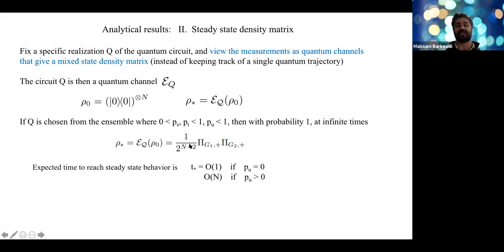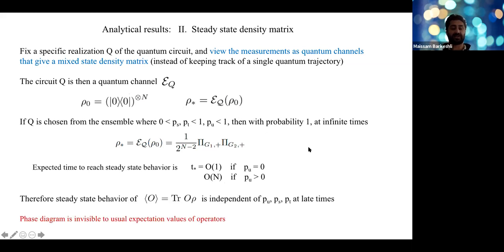So the expected time to reach this steady state is order 1 if the unitary probability is 0, and it's order n if the probability for the unitary is greater than 0. So this just proves that if you were going to look at naive expectation values, you would never see anything, because you would always just evolve to a maximally mixed state. To see anything interesting, you're going to have to do something nonlinear in the density matrix.